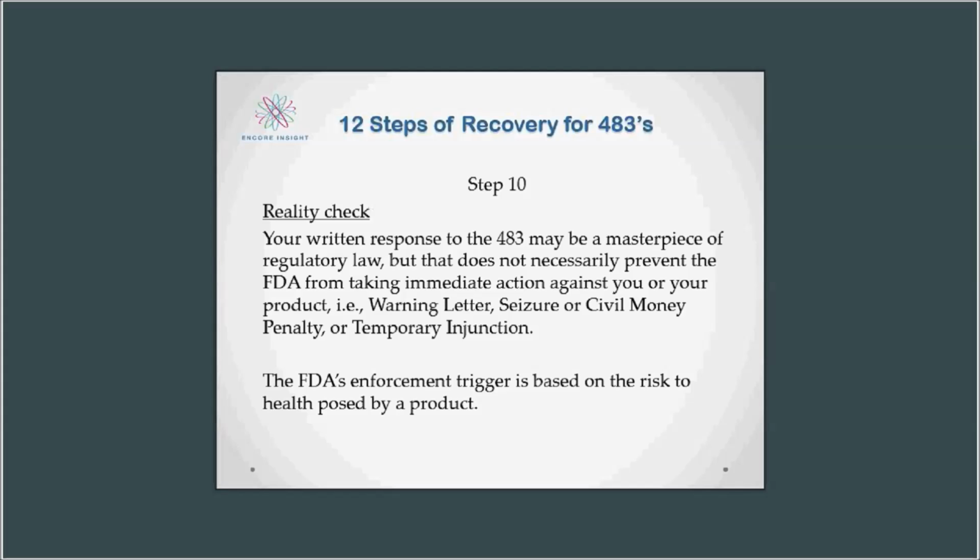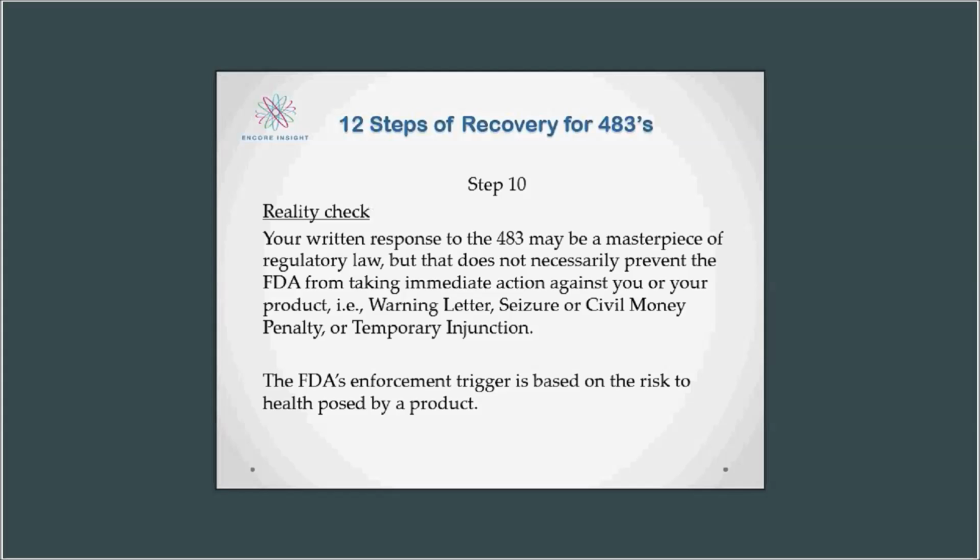So here's the thing: you can provide a diamond in the rough, or even a diamond. FDA may still treat you as a lump of coal because what they found at the time of the inspection is what they're going to make their decision on, not simply your response to the 483 if it's really bad. So FDA's enforcement trigger also is going to be based on the risk to health posed by the product. So if your product, because of observations, looks like it's going to possibly really hurt someone, then FDA is more likely to take an enforcement action.